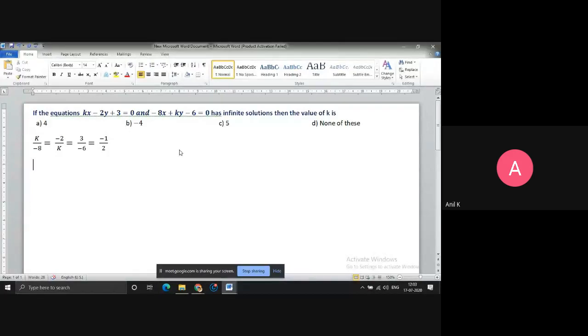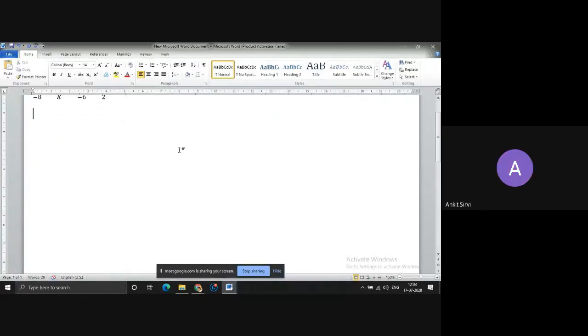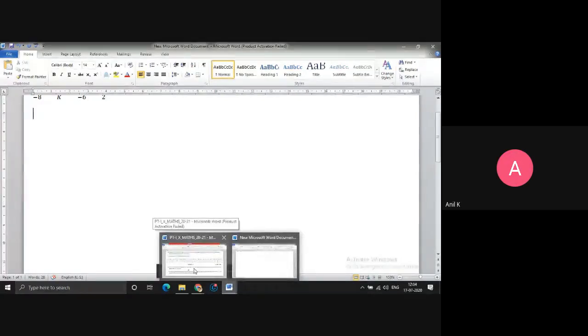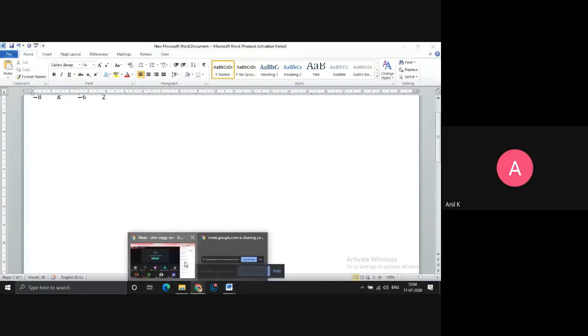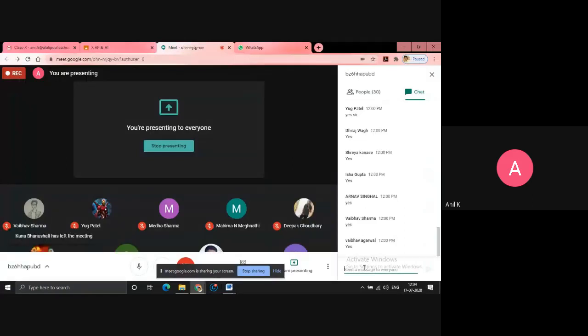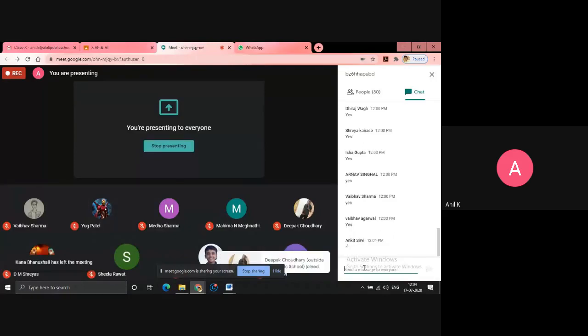At least write what is given, what you assume. Let the speed of the car be X, speed of the stream be Y. This much you can write. At least you get half marks instead of 0. Do you have any other questions or doubts? Anyone from the PT1 question paper?